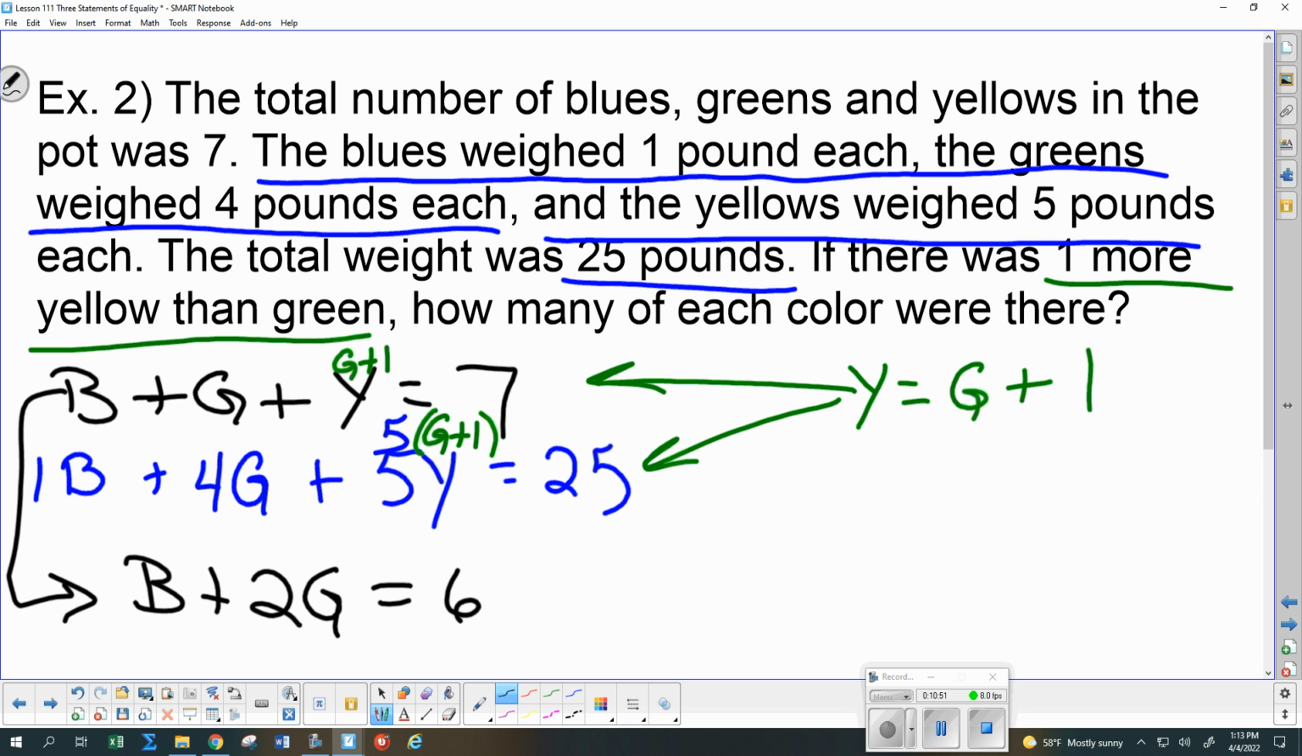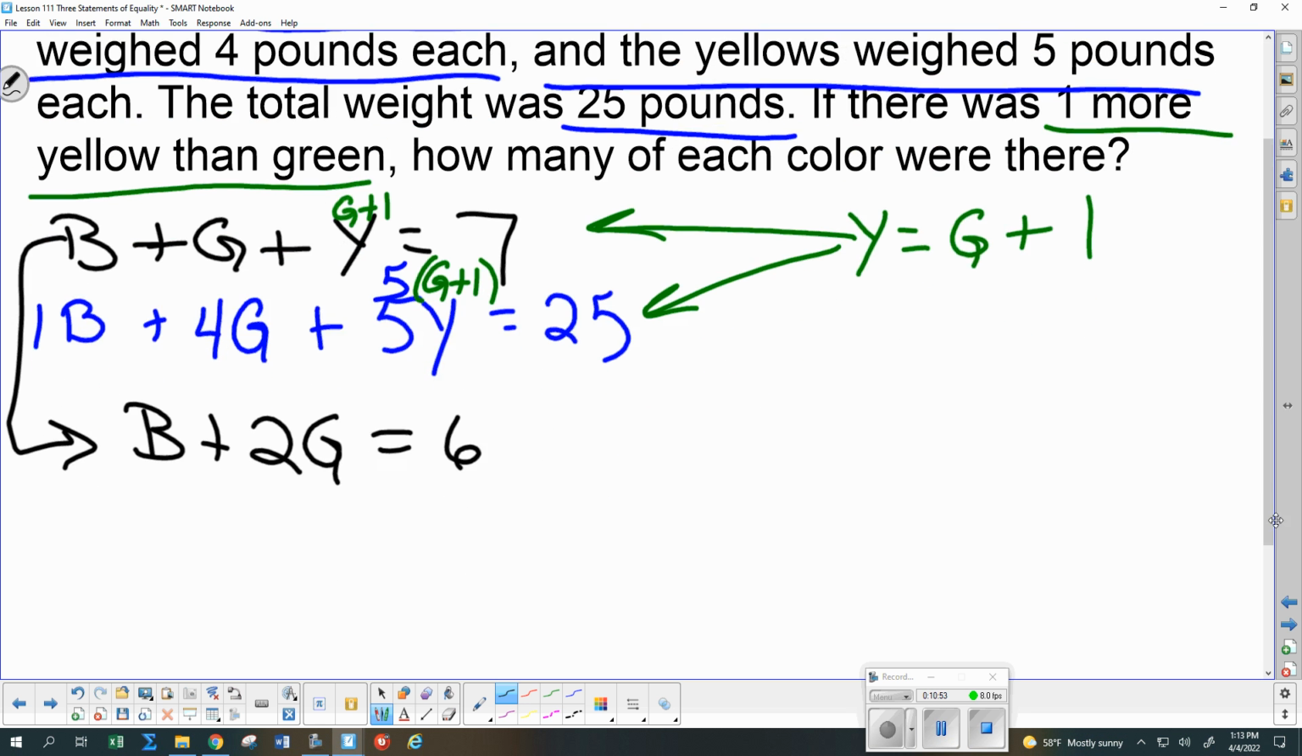And then the second one becomes b plus 4g plus, if I distribute, 5g plus 5 right there. So 1b, 4g plus 5g is 9g, plus 5 equals 25, or just equals 20 on that.